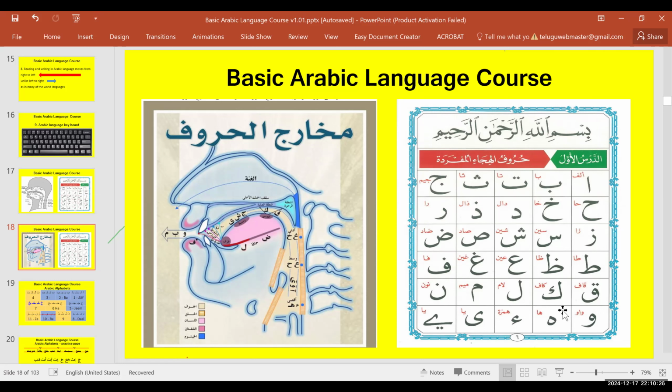Sir, you are saying that without Hamza there are 28 letters and with Hamza 29. But here I am counting 30 letters. These letters are together, the same letter in a different shape. Okay.